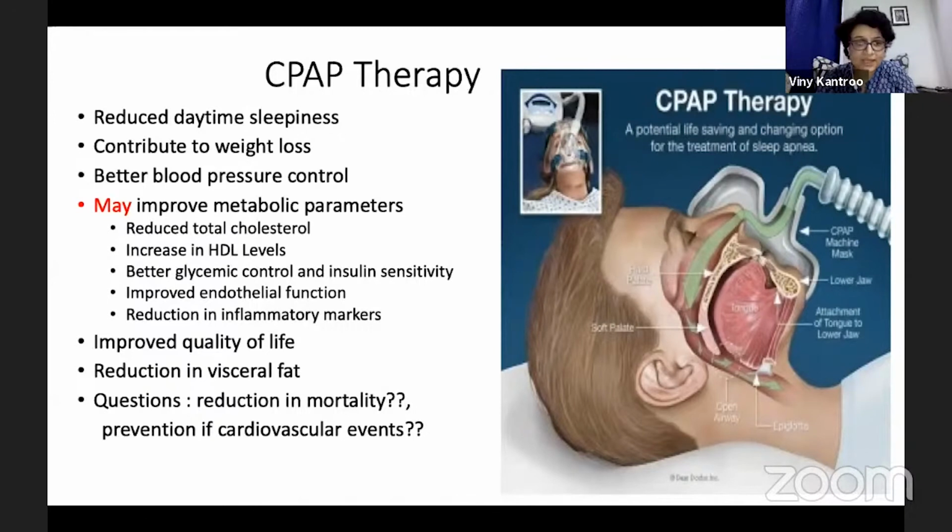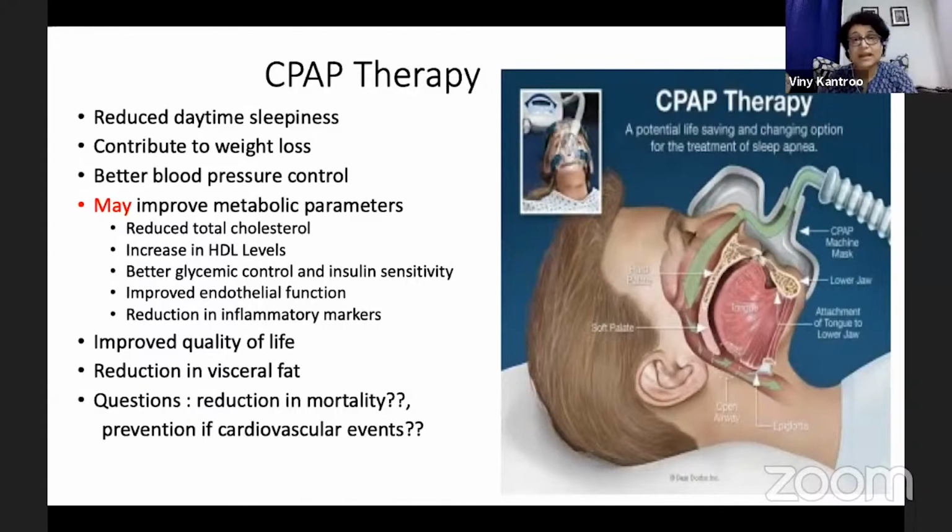Now, these have been shown to have different effects in different studies. Some of the studies have seen improvement in all these levels, but there are a large number of data where CPAP therapy has actually not helped in terms of reduction of inflammatory markers, especially, and in terms of insulin sensitivity. Now, there is not any robust data available for patients with OSA and insulin sensitivity because of the different definitions involved to define OSA and obesity.